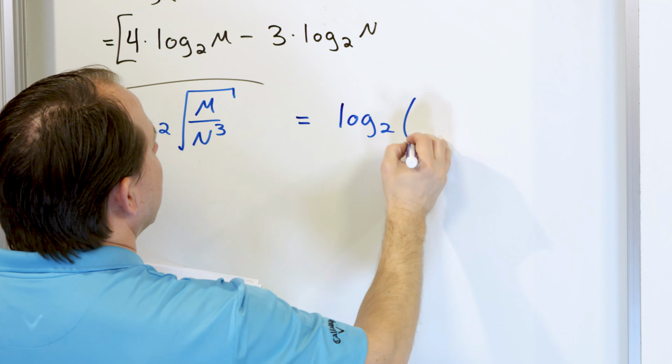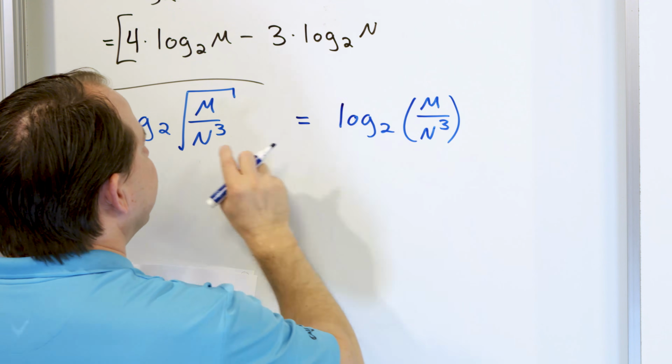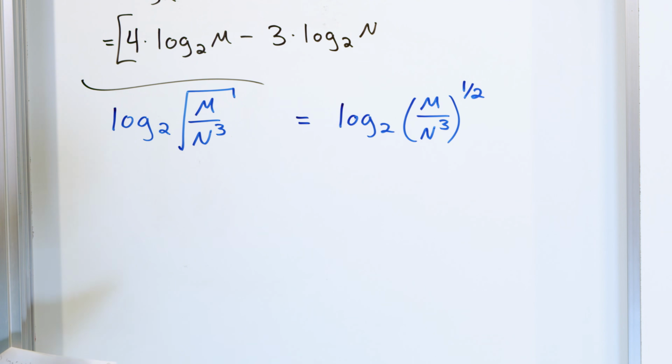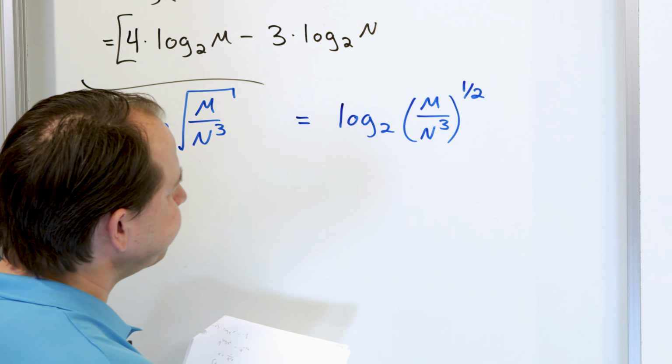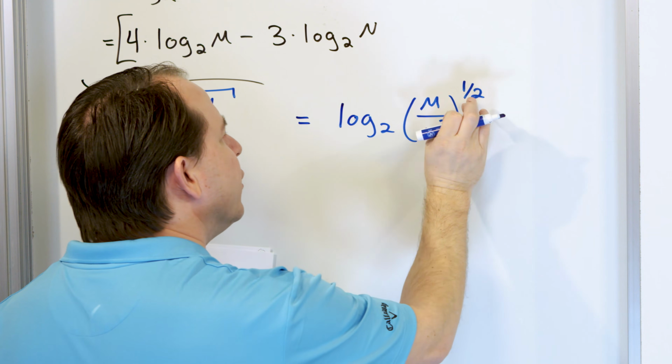Log base 2 of m over n to the 3rd power. But this square root now becomes a power of 1/2. You always want to do that pretty much all the time. Make your radicals into exponents like this. All right? Now you're taking the logarithm of something, this whole something here, raised to the 1/2.